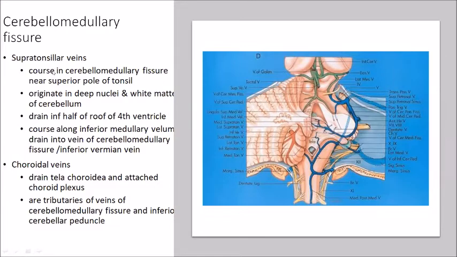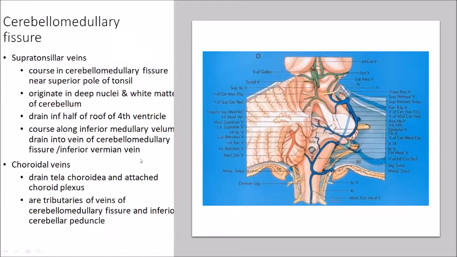As the name suggests, it does not drain the supratonsillar surface. It courses in the cerebellomedullary fissure near the superior pole of the tonsil, originates in the deep nuclei and white matter of the cerebellum, and drains the inferior half of the roof of the fourth ventricle. It courses along the inferior medullary velum and drains into the cerebellomedullary fissure or inferior vermian vein. Here we can see the medial and lateral supratonsillar veins draining into the vein of the cerebellomedullary fissure.